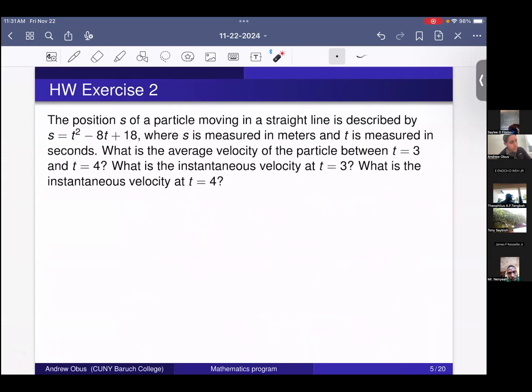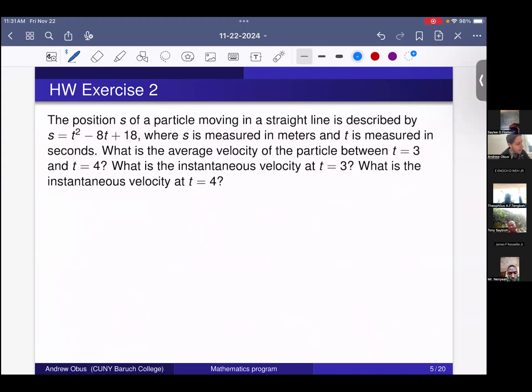Okay, so now we have a physics question. We have a position of a particle moving in a straight line described by this equation: s equals t squared minus 8t plus 18, where s is measured in meters and t is measured in seconds. So this is really three questions. What is the average velocity of the particle between 3 seconds and 4 seconds? What's the instantaneous velocity at 3 seconds? And what's the instantaneous velocity at 4 seconds?